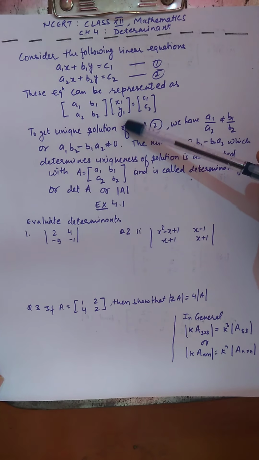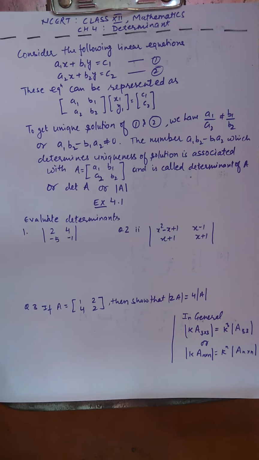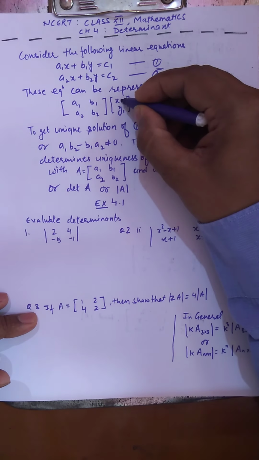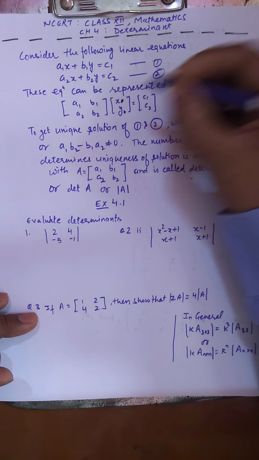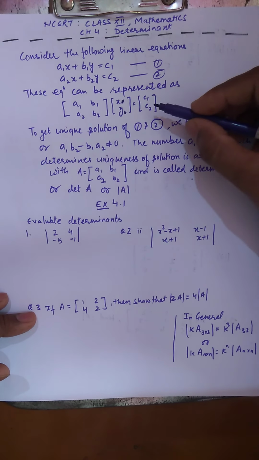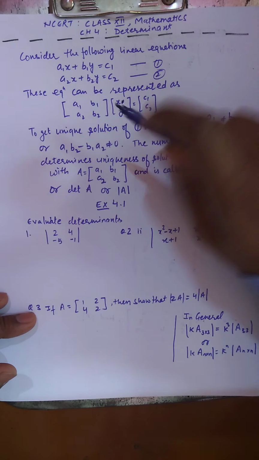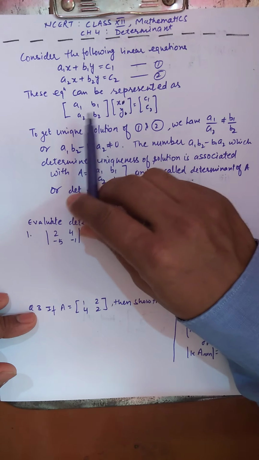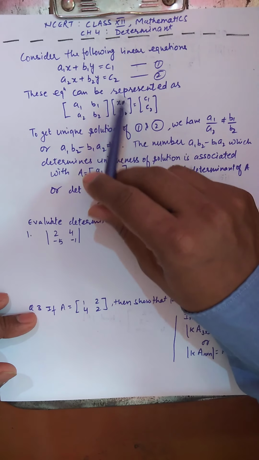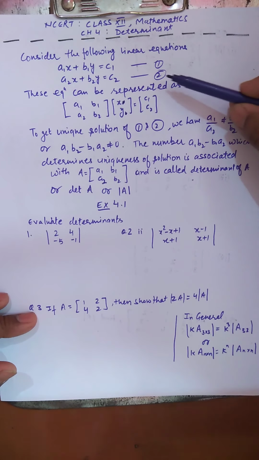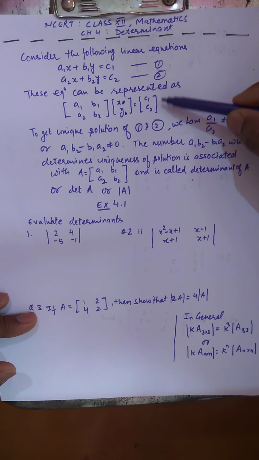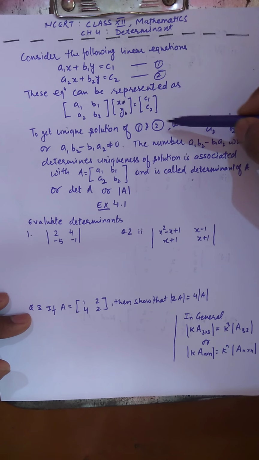x, y, and c1, c2. This is not x1, this is x, and this is y. So it is equal to c1 and this is c2. So if I do the multiplication as I know the matrix multiplication, then I'll receive these equations. So these equations can be represented in the matrix form this way.